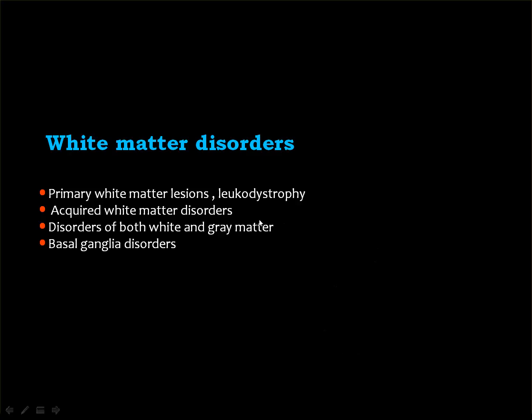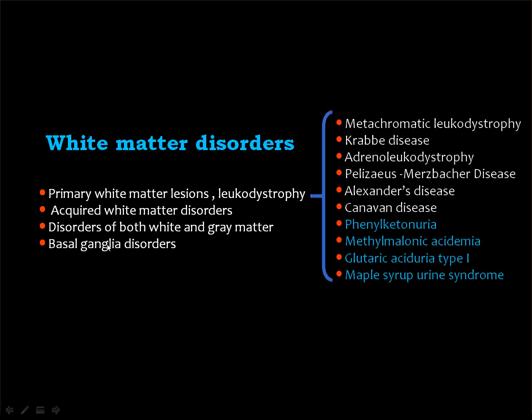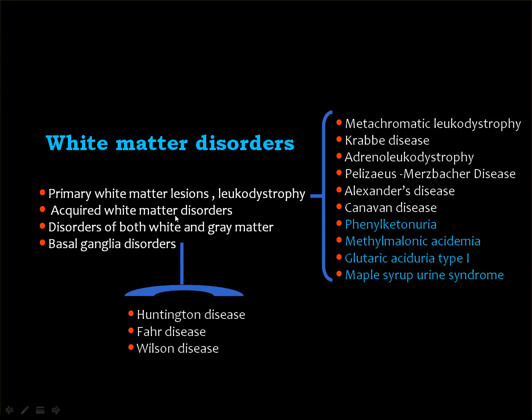White matter disorders are many, as you know. We have the primary white matter lesions, which are known as leukodystrophy or dysmyelinating diseases. The acquired white matter disorders. These leukodystrophies include a very long list of diseases. The acquired white matter disorders will also be shown in the second part of this lecture.